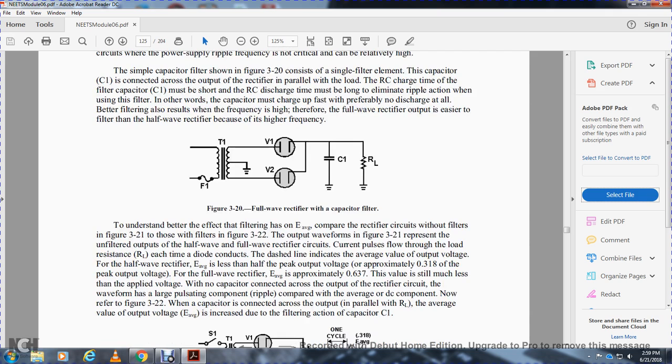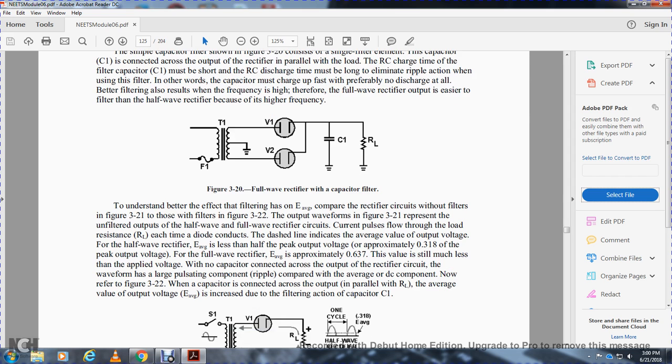resistor grounded. Do you understand how these affect the filtered voltage output compared with the rectifier circuit without the filter? Figure 321 and figure 322: the output waveform of figure 321 represents an unfiltered output for the half-wave and full wave rectifier circuit, with a current pulse through the load resistance each time the diode conducts. The average value of the output voltage for the half-wave rectifier is approximately half of the peak output voltage, about 3.18 over the peak output voltage. For the full wave rectifier the average voltage is approximately 0.63. With no capacitor connected across the output of the rectifier circuit, the full wave output has a large pulsating ripple component compared with the average current.